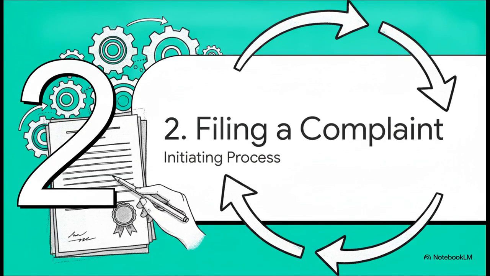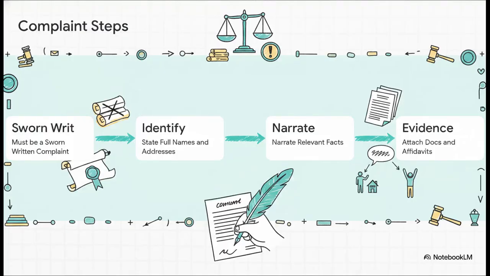Moving to Section 2, filing an administrative complaint, initiating the process. According to Sections 4 and 5, you can't just fire off an angry email or text message to start a case. It actually requires a formal, sworn, written complaint. You have to state full names, narrate the relevant facts, and attach documentary evidence and affidavits. And this brilliantly illustrates just how structured this process is. Why do they do this? To immediately weed out petty, baseless rumors and ensure total fairness from day one.